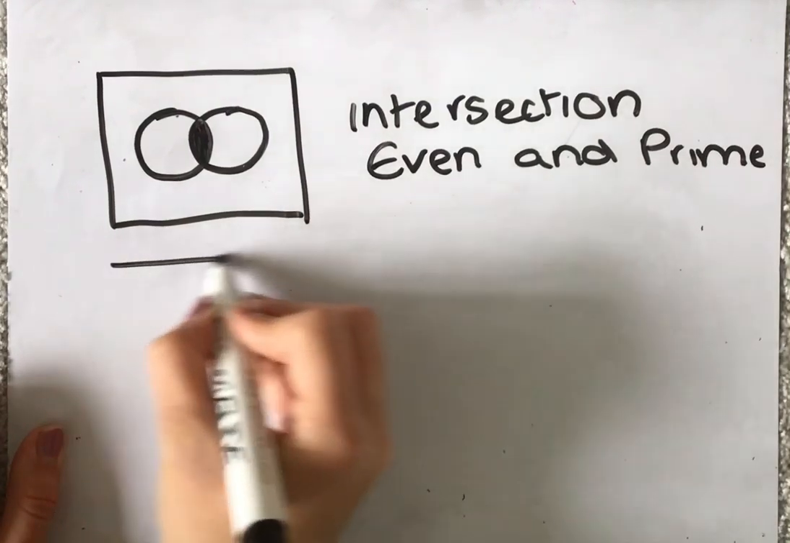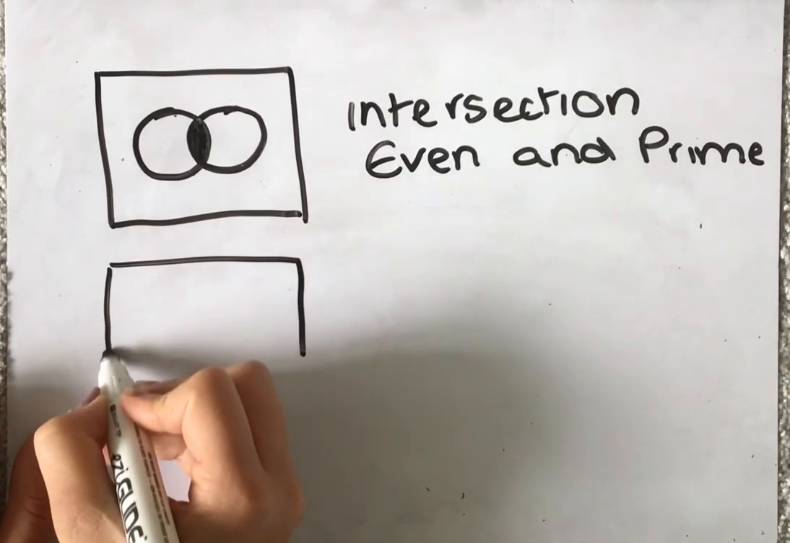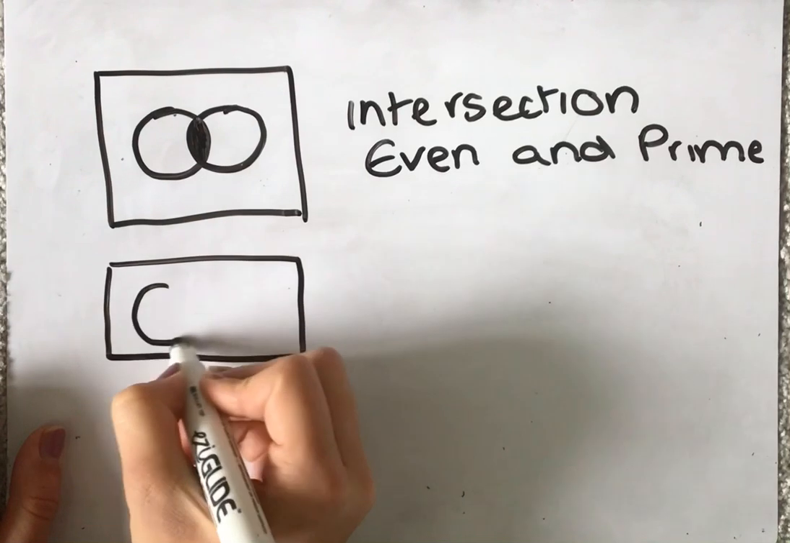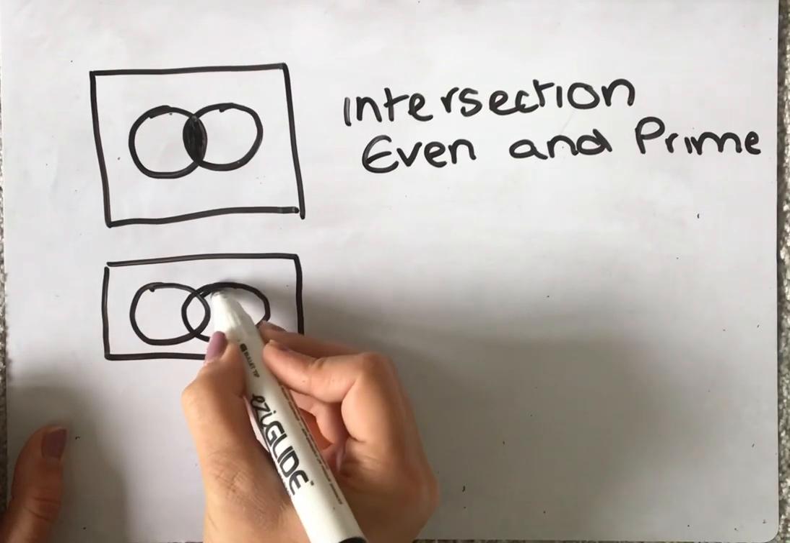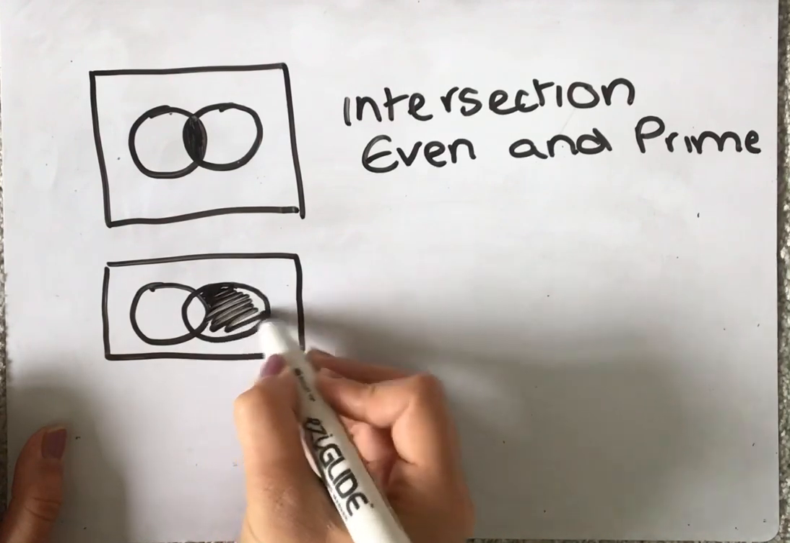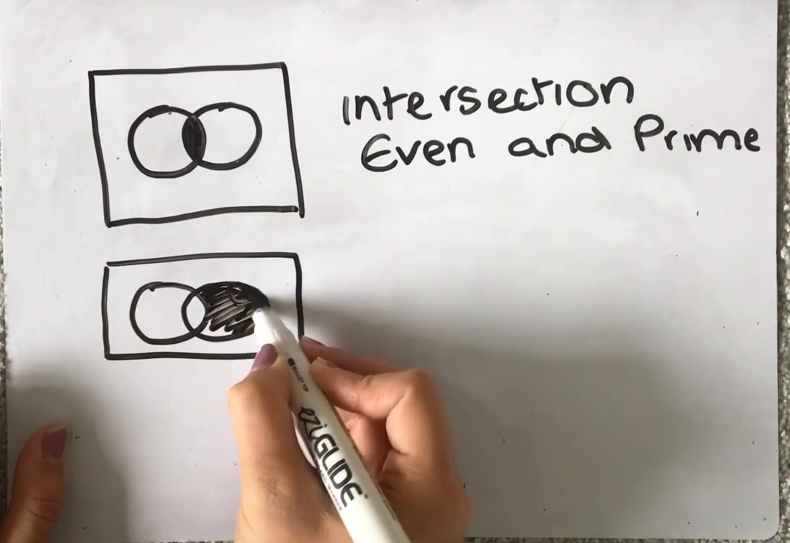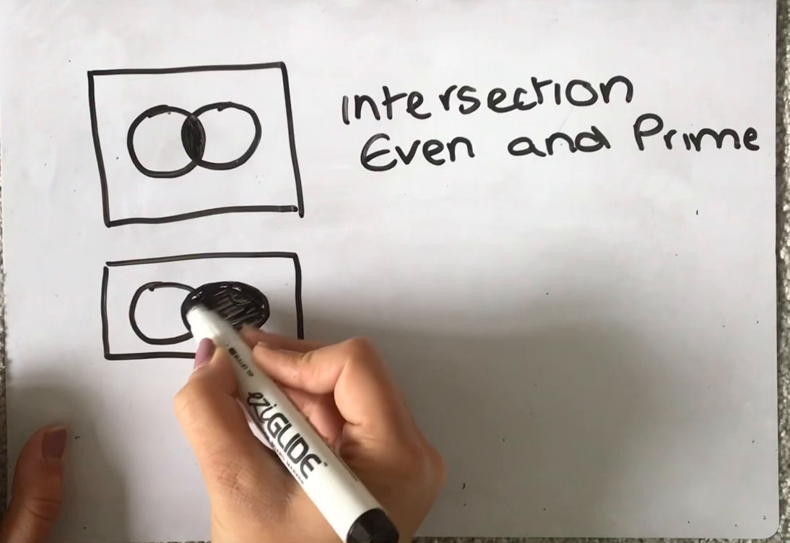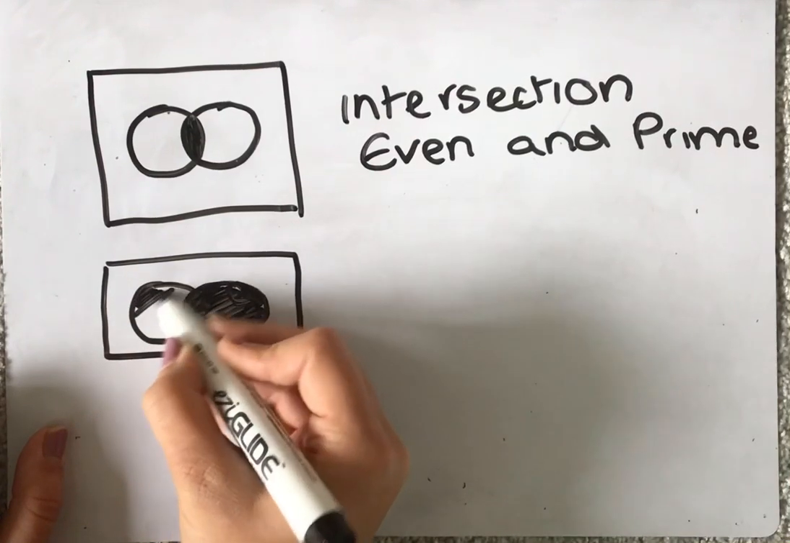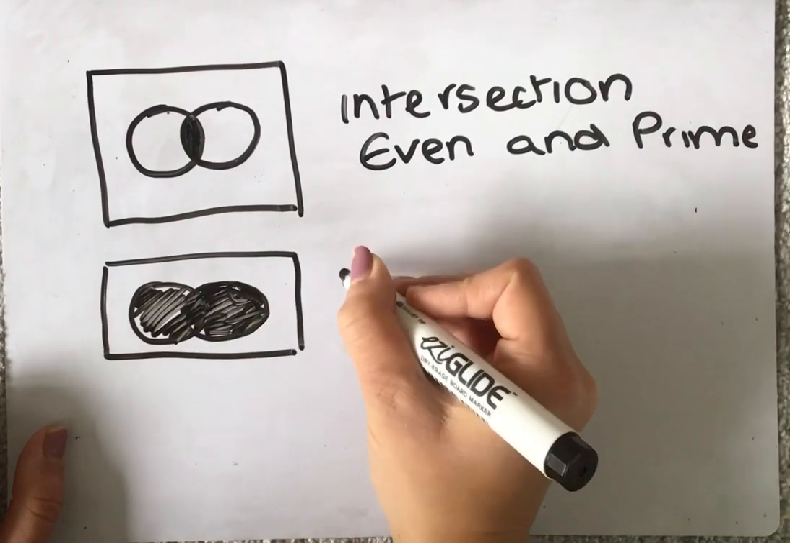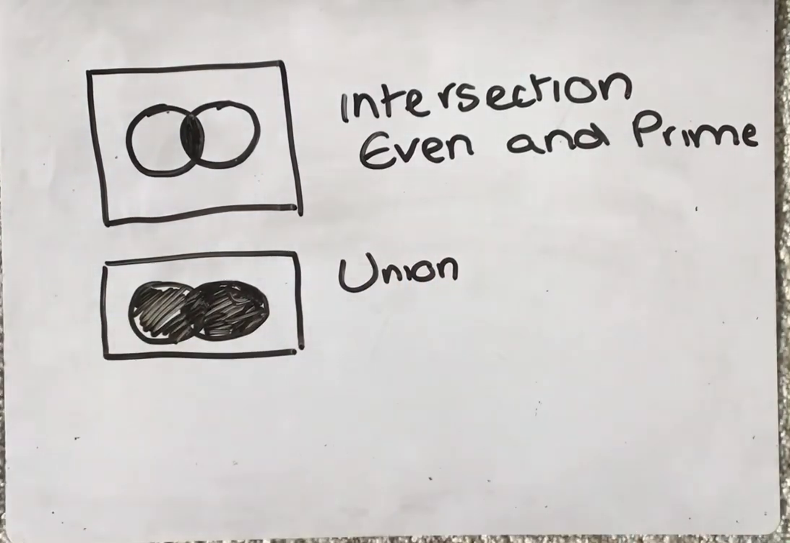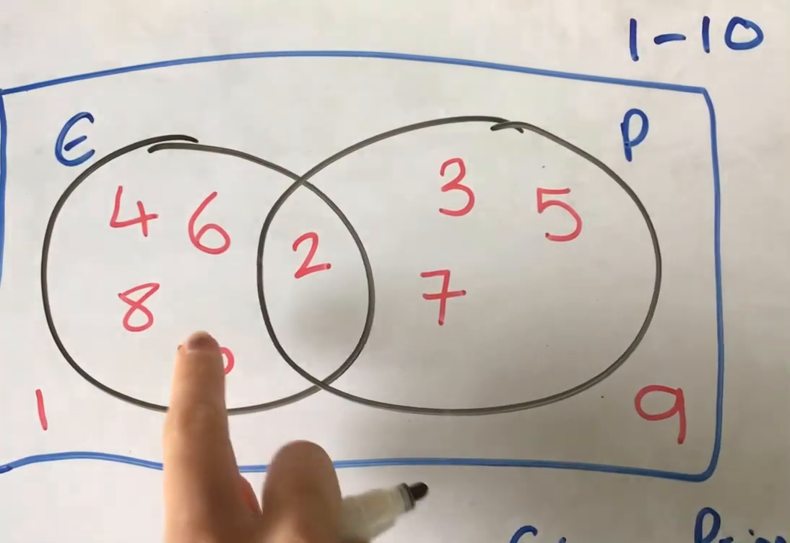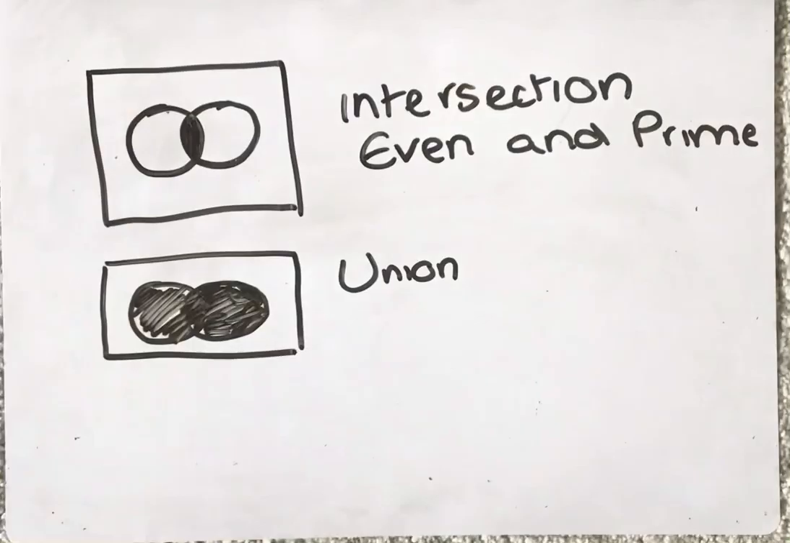I then have one that looks like this. Okay, and this is what we call the union. And for this, it's everything inside the Venn diagram, which can be even or prime or really both.